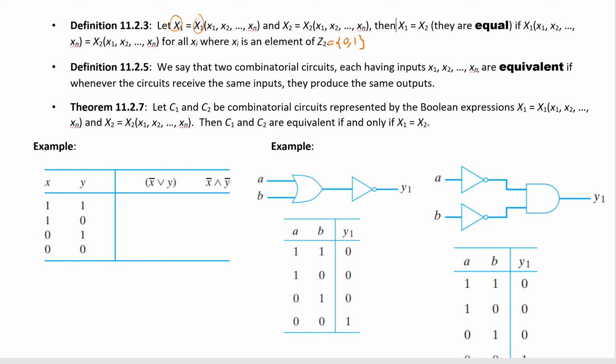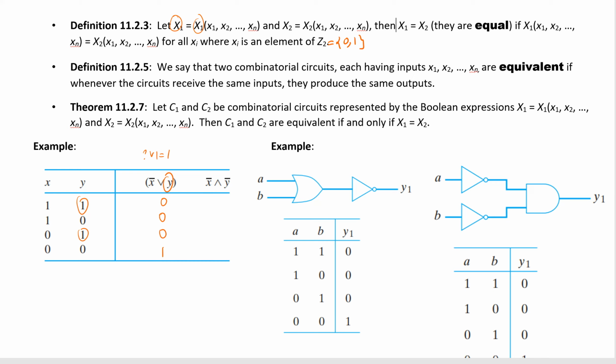Let's look at some examples. So here we have x and y. Let's calculate the table for x bar or y. You can see that because this is the OR, if y is 1, whatever or 1 is going to be 1. And for the rest, we have x bar is 0, 0 or 0 is 0 here. 1 bar is 1, 1 or 0 is 1. So far so good, everybody.